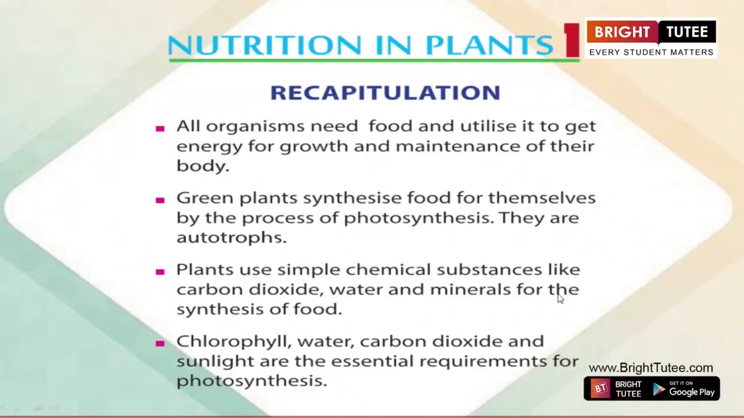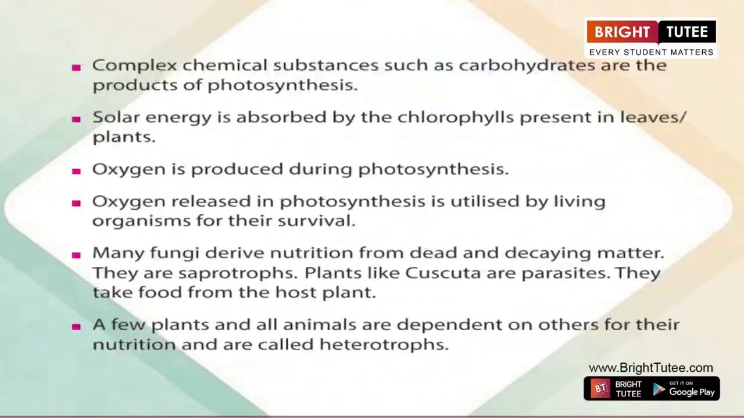We read that chlorophyll, water, carbon dioxide and sunlight are the essential requirements for the process of photosynthesis. We all know that. Then complex chemical substances such as carbohydrates are the products of photosynthesis. What comes out as a product of this process of photosynthesis?